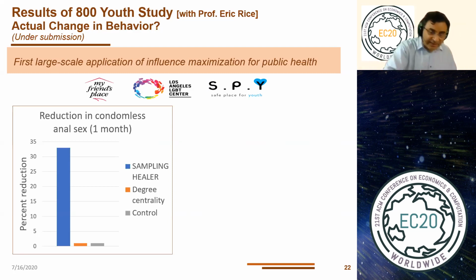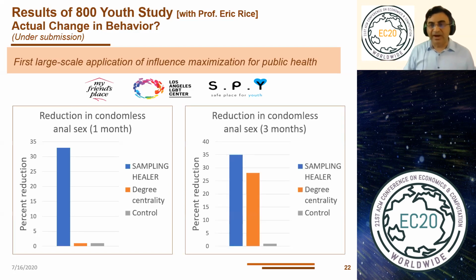So we ran the study, and at the end of 1 month, looked at this change in behavior. And here we have Sampling Healer causing about a 35% reduction in this HIV risk behavior. Degree centrality, which was the second arm, had no impact, and the control group, where there's no intervention, had no impact. At the end of 3 months, we find that degree centrality has begun to catch up.